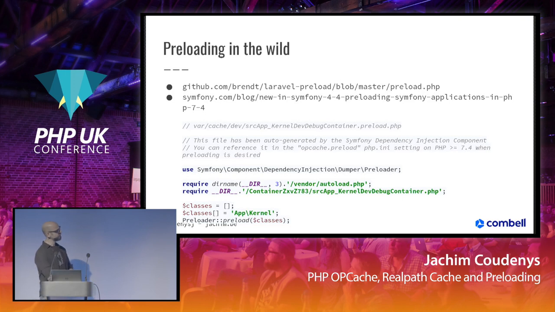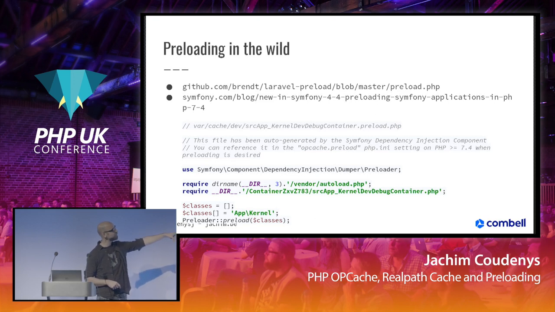So preloading in the wild, we have two examples. We have a Laravel example, which tries to tackle the preloading problem. And in Symfony, since 4.4, so there's a blog post about it, they're already using the knowledge that they have in the dependency container to generate a file with classes that you probably want to preload, because they know all the files that you want to use. You can't see it really well, but they have the var/cache/dev, and they have a .preload.php file. And every time you compile the complete container, that file will be present since 4.4. So if you want to start using it, you just add that file to your preloading ini setting.